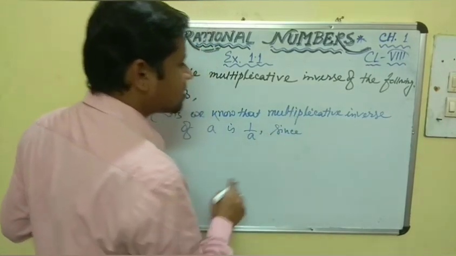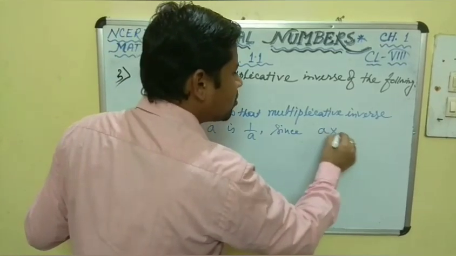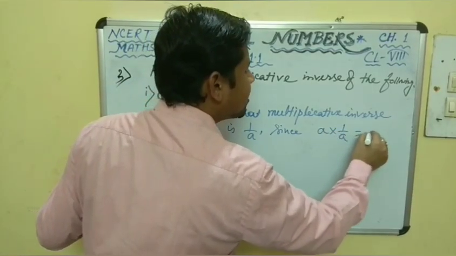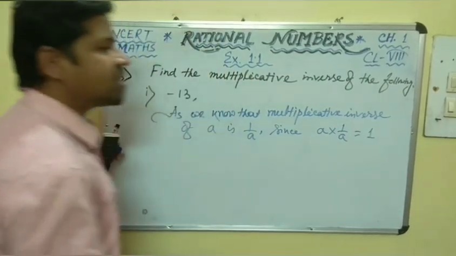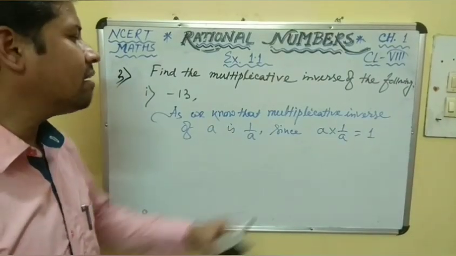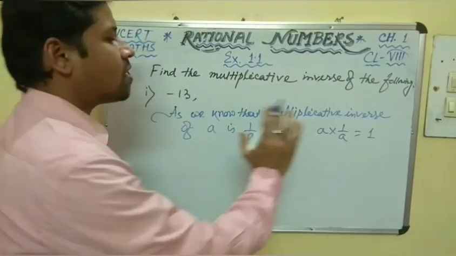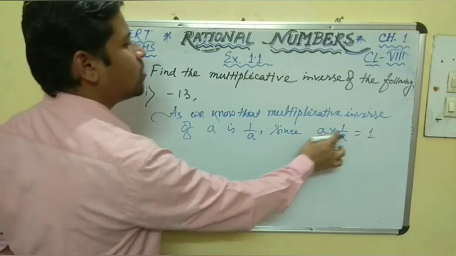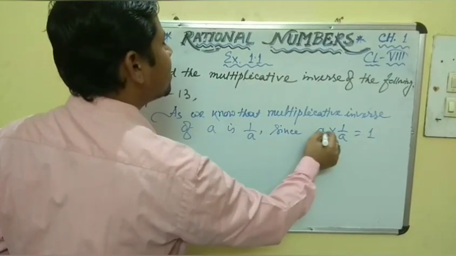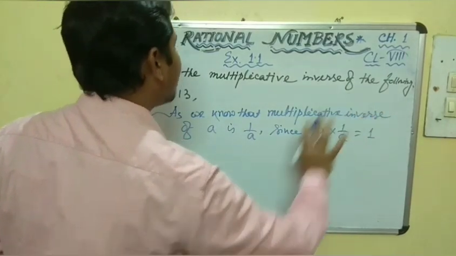Why have we written this? If there are any two rational numbers whose product gives 1, then both of them are the multiplicative inverse of each other. Here A into 1 by A equals 1. So A is the multiplicative inverse of 1 by A.